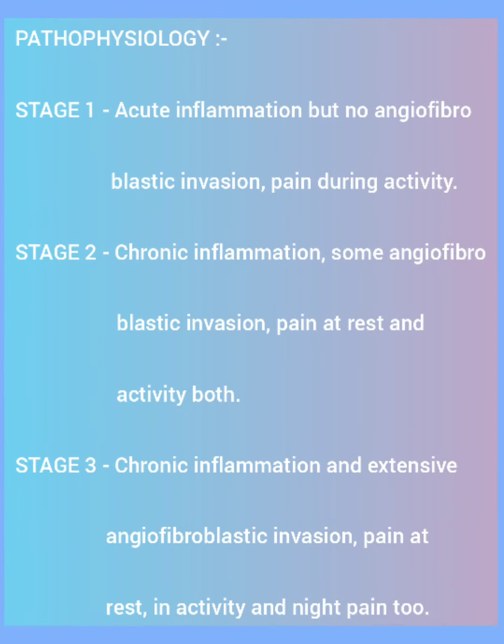Now, the pathophysiology behind extensor tendinopathy. It has 3 stages. Stage 1, acute inflammation but no angiofibroblastic invasion, pain during activity. Stage 2, chronic inflammation, some angiofibroblastic invasion, pain at rest and activity both. Stage 3, chronic inflammation and extensive angiofibroblastic invasion, pain at rest, inactivity, and night pain too. Angiofibroblastic activity means there will be some disarray or destruction of the fibers of the muscle, mainly the ECRB muscle.